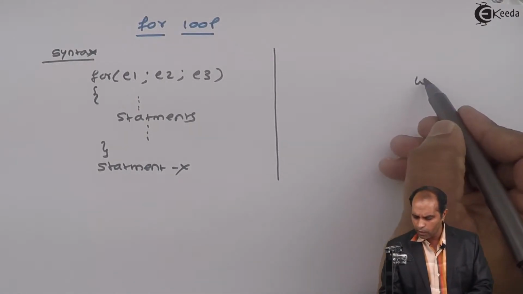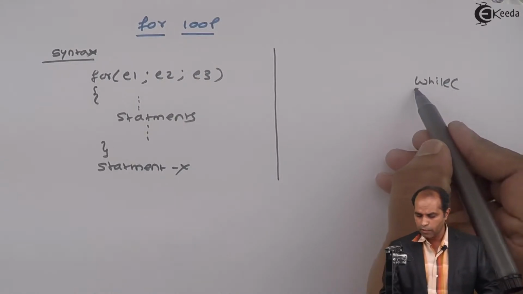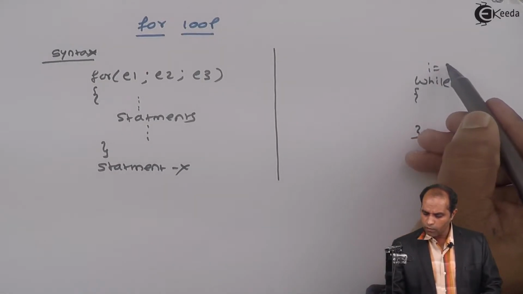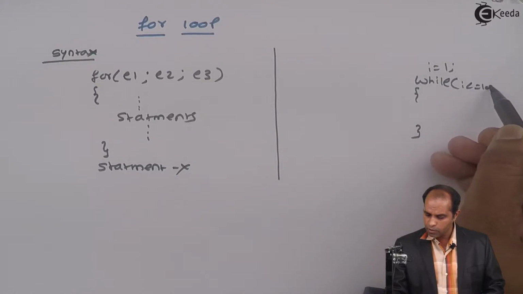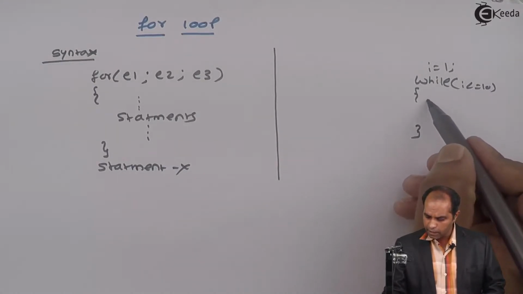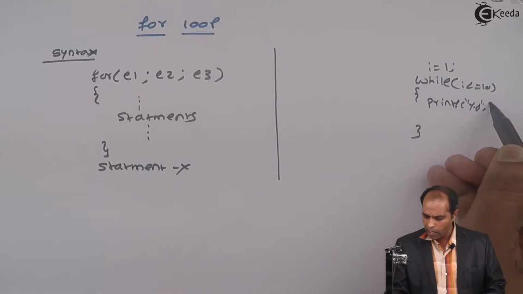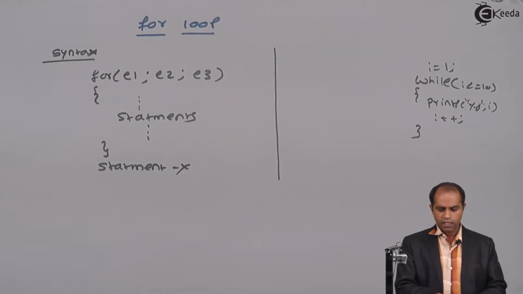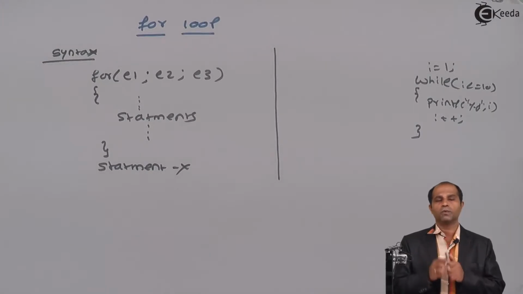Suppose I have a while loop, and I want to print the value of I, say, 10 times. Then first I'll initialize the value of I with 1. Then I'll write a proper condition as I less than equals to 10. And then I'll write a statement printf %d, comma I, and I'll say I plus plus. Now, in this case, I have some instructions within the loop and some instructions before the loop, which make the loop work properly.